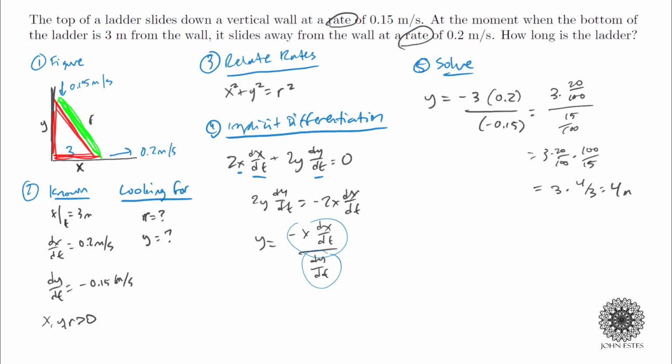Okay, so this is at this very specific moment in time, I have x is 3, y is 4. So then I can go back and figure out then r squared is 3 squared plus 4 squared, which is going to be 9 plus 16, which is 25. So r is 5 meters. And there it is.